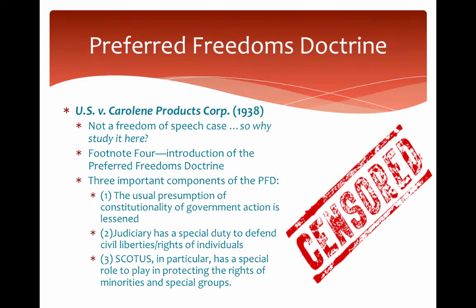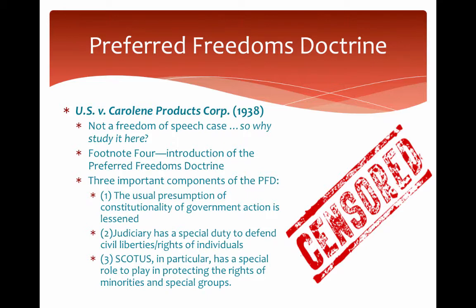In a case that has nothing to do with free speech, we get a footnote that changes the course of our case law in a few areas, but in this one in particular. This U.S. versus Carolene Products Corp case is a constitutional case, but it's not a case dealing with civil liberties or free speech. So why bother studying it here? Well, this famous footnote, footnote 4, introduces us to this idea of the preferred freedoms doctrine. And the preferred freedoms doctrine says that there are some freedoms so integral to our state of being as a country that they cannot be abridged by the government.